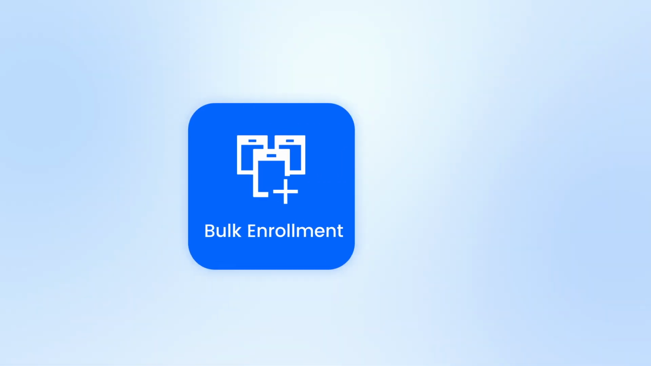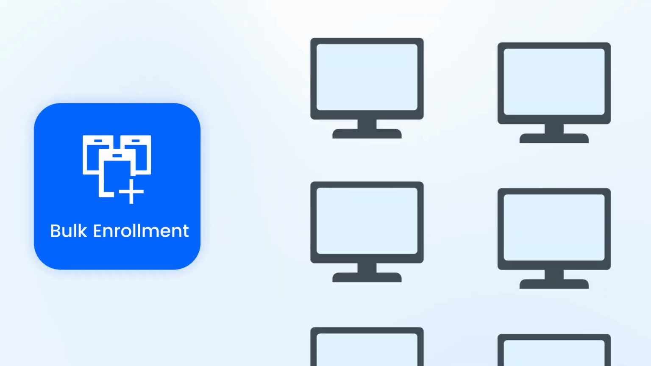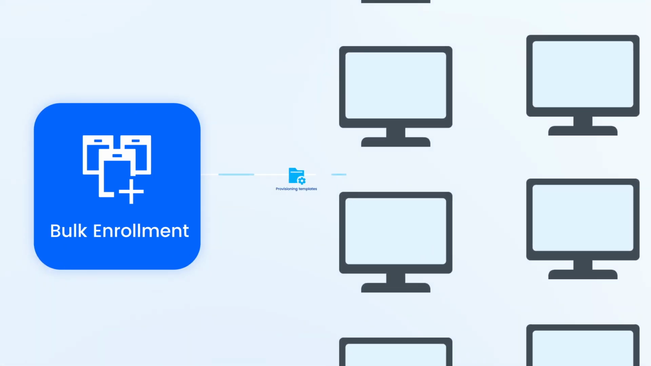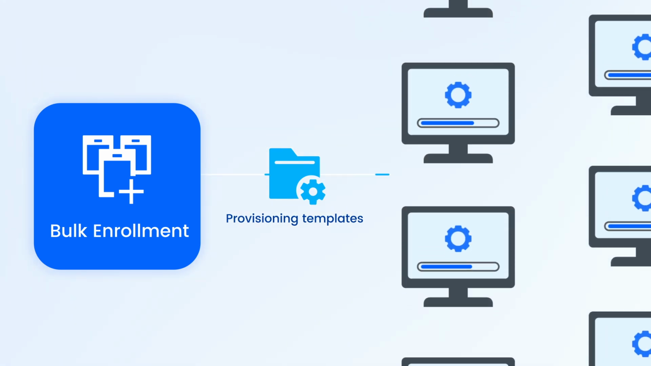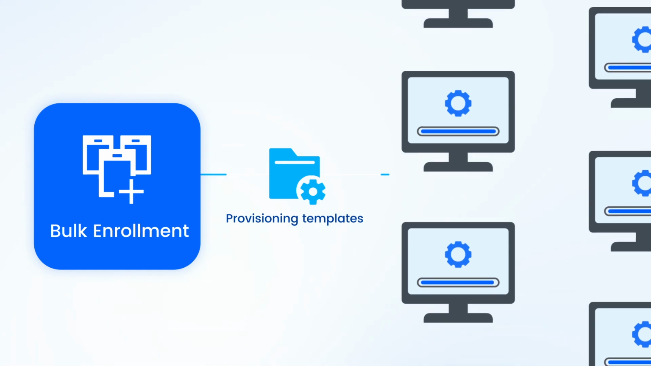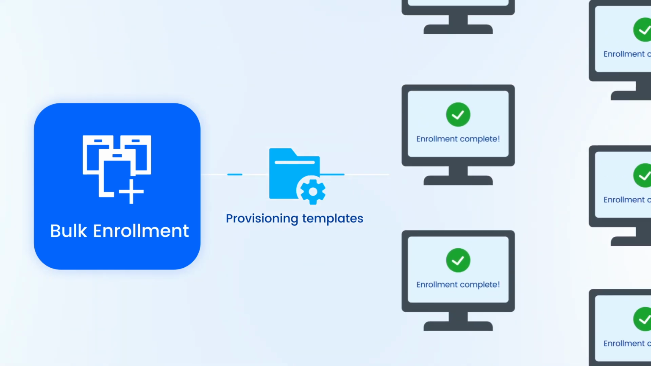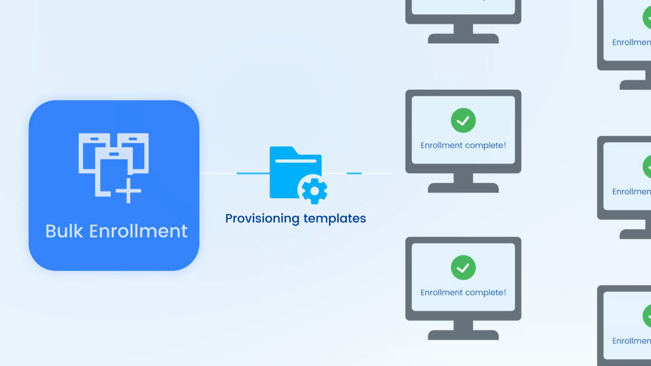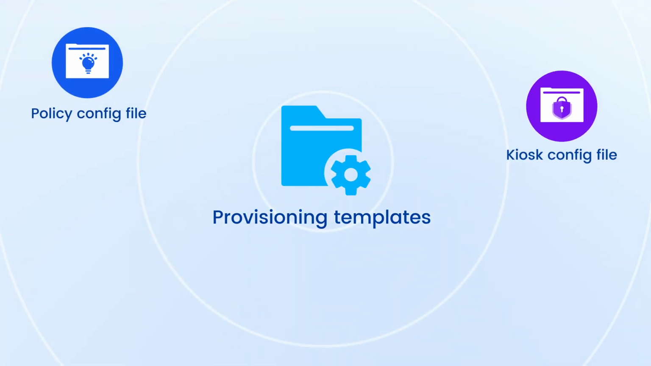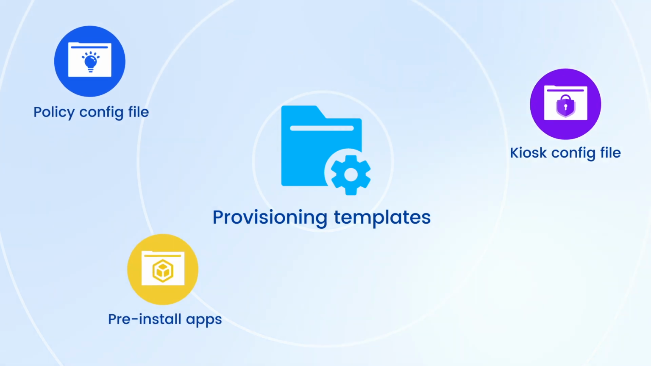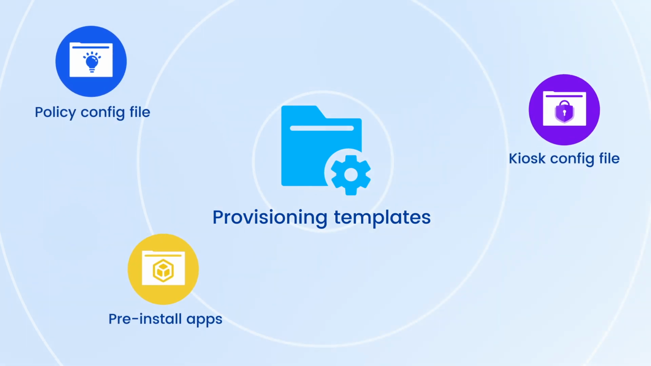Bulk enrollment allows a large-scale rollout of corporate-owned devices. IT admins can create provisioning templates to predefine a set of device settings and configurations to reduce the setup time when dealing with a large number of devices. The pre-configuration options include the policy or kiosk config file, and selecting the apps that need to be automatically installed on the device.